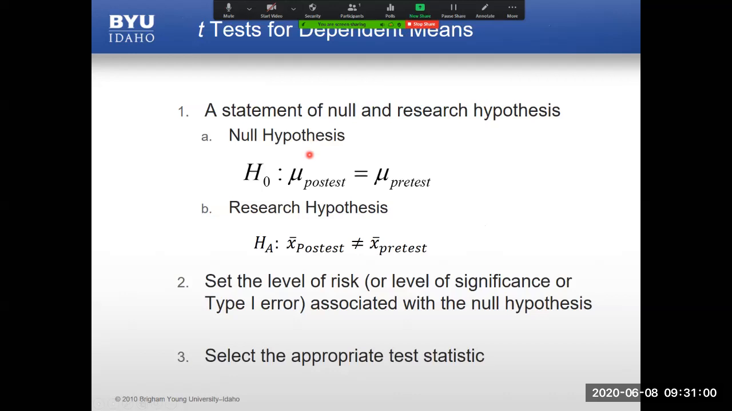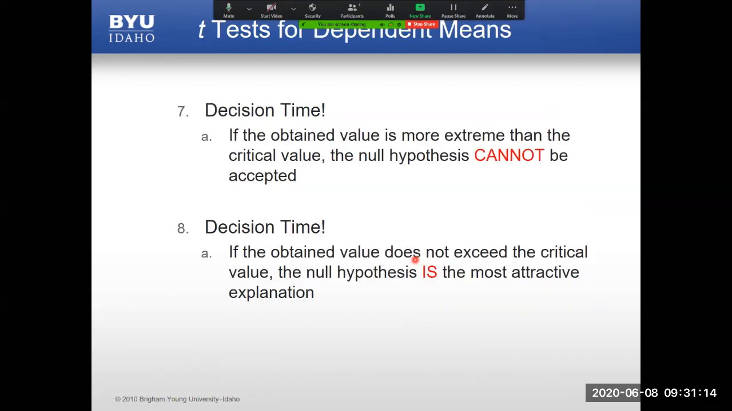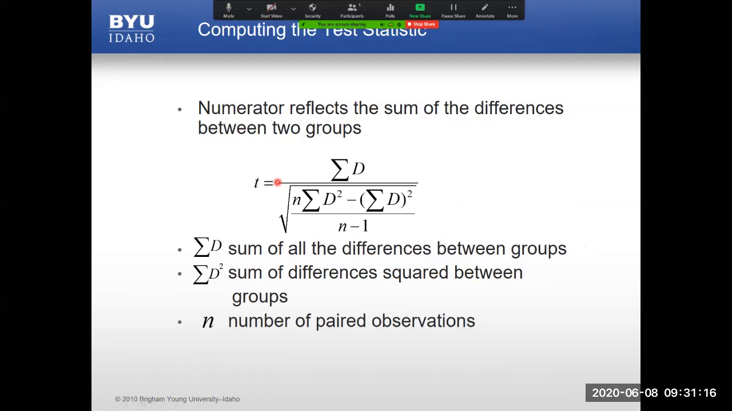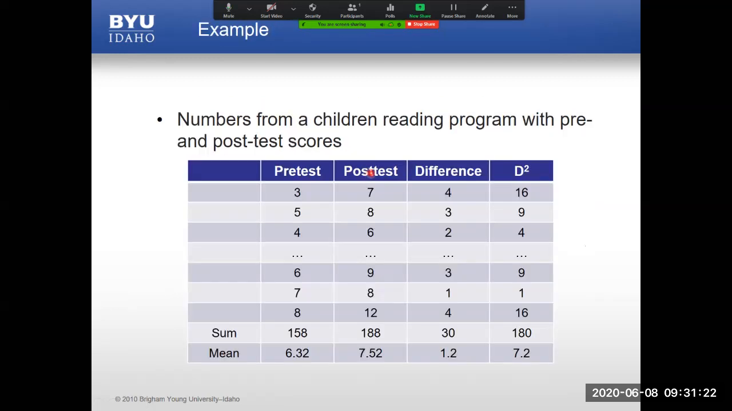You still have your null hypothesis that the pre-test and post-test, the two group means, equal each other in the population, and that your alternative is that the sample means don't equal each other. Everything else about it is the same except for how you calculate the t. And this t statistic is calculated by summing up the differences between the two variables. I'll show you. You go pre-test score minus the post-test score and then square those differences.